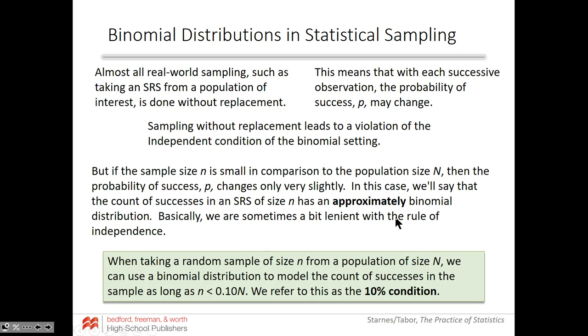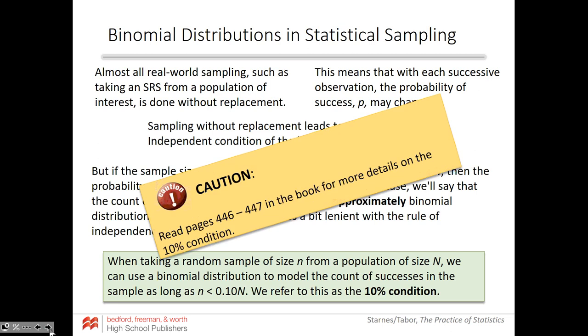This is what we call the 10% condition. So when taking a random sample of size n from a population of size N, we can use a binomial distribution to model the count of successes as long as the sample size is less than 10% of the population size. That's our 10% condition. For more information, I strongly encourage you to read page 446 to 447 in your book.